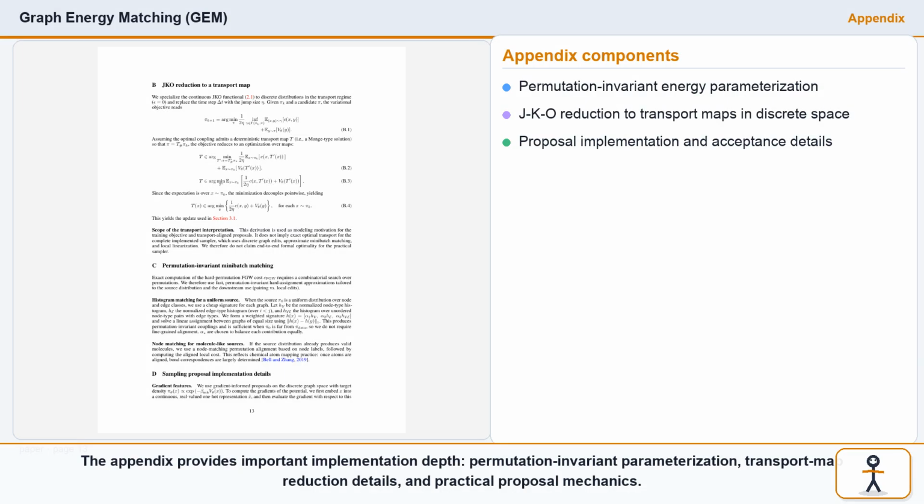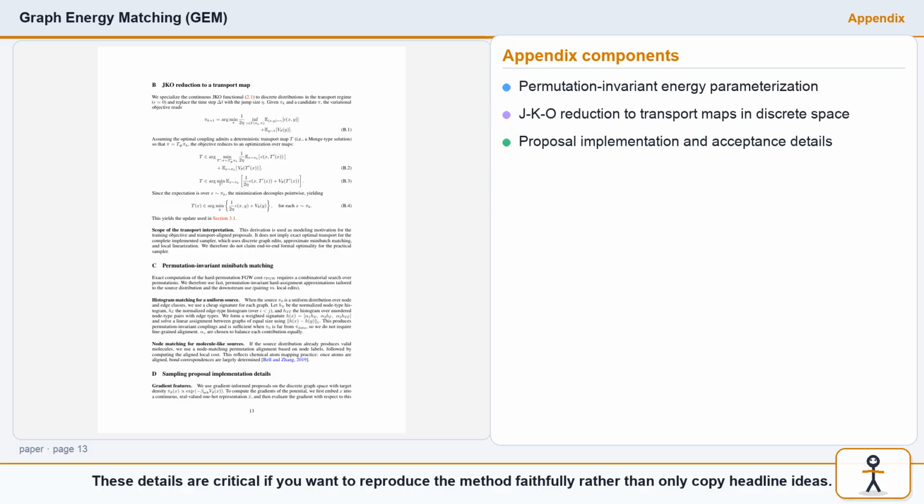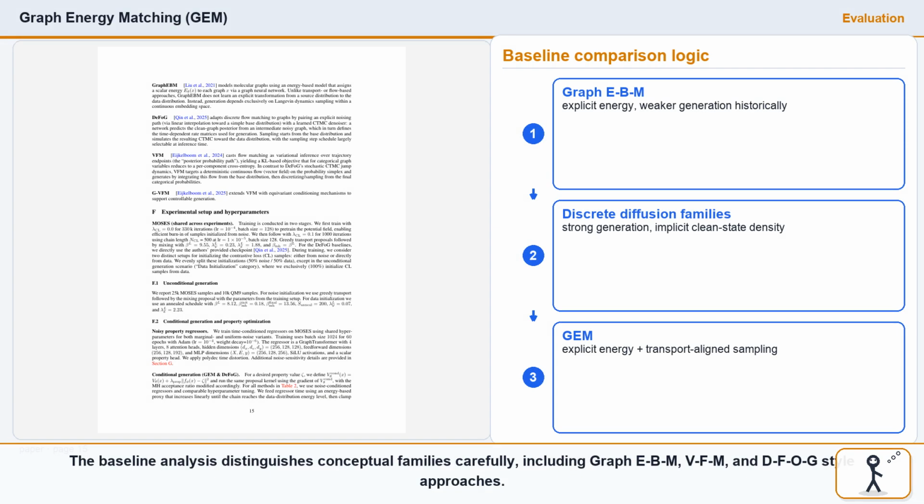The appendix provides important implementation depth: permutation-invariant parameterization, transport map reduction details, and practical proposal mechanics. These details are critical if you want to reproduce the method faithfully rather than only copy headline ideas. Baseline analysis distinguishes conceptual families carefully, including graph EBM, VFM, and DFOG-style approaches. That framing helps explain why GEM gains are not just from larger models, but from sampler design plus energy geometry.